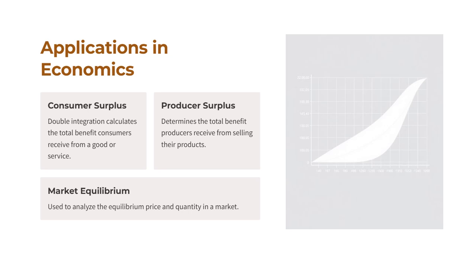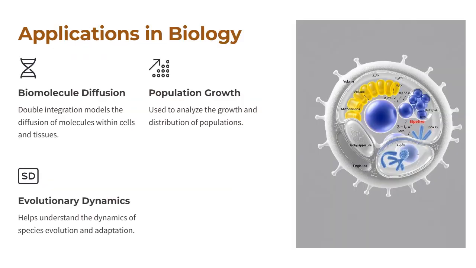In economics, double integration calculates the total benefit consumers receive from a good or service. It determines the total benefit producers receive from selling their products, and it is also used to analyze the equilibrium price and quantity in a market. In biology, double integration models are used to find the diffusion of molecules within cells and tissues. It is used to analyze the growth and distribution of populations, and it also helps to understand the dynamics of species evolution and adaptation.